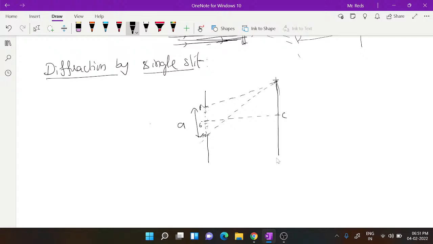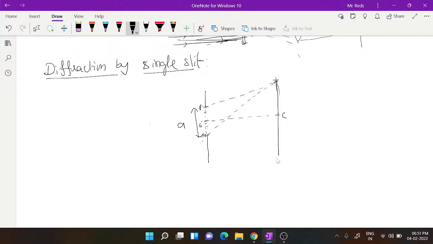The path difference condition for diffraction minima will be exactly the reverse of the conditions for interference maxima. The path difference condition for interference maxima will be the path difference condition for diffraction minima, and the path difference condition of interference minima will be the path difference condition for diffraction maxima. So these conditions come in the reverse way.